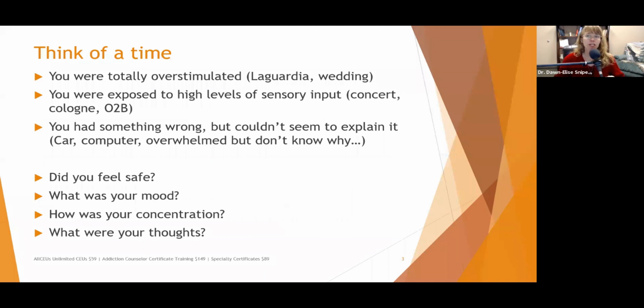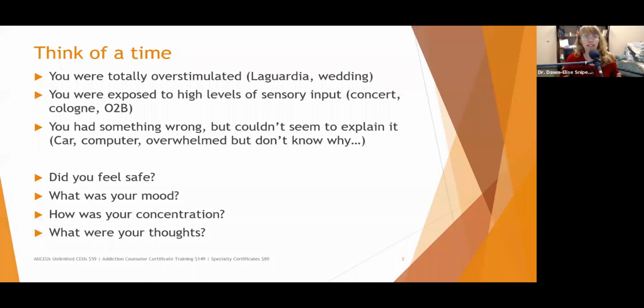Think about the time that you were overstimulated. For me, I went to LaGuardia one time, and it was around Christmas time, and it was insane. And I don't like being around large crowds to begin with, but LaGuardia was, oh my gosh, crazy busy. People were bumping into each other and nobody was happy. I was completely overstimulated. It was very anxiety provoking for me. And I am neurotypical. I don't get overstimulated by lights or sounds or noises as easily as someone who is neuroatypical may.